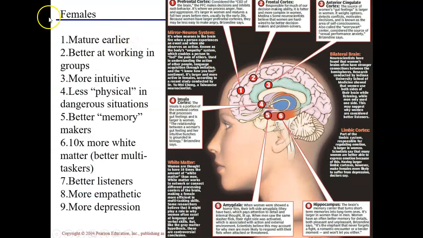Now, females, their nervous system tends to mature earlier. So does the endocrine system for females. Females go through puberty first, and their nervous system develops faster. They are better at working in groups. They tend to be more intuitive, less physical in dangerous situations. They're good at forming memories. And you will notice if you talk to a female, they are much more likely to remember events and to remember specific things about events than men are.